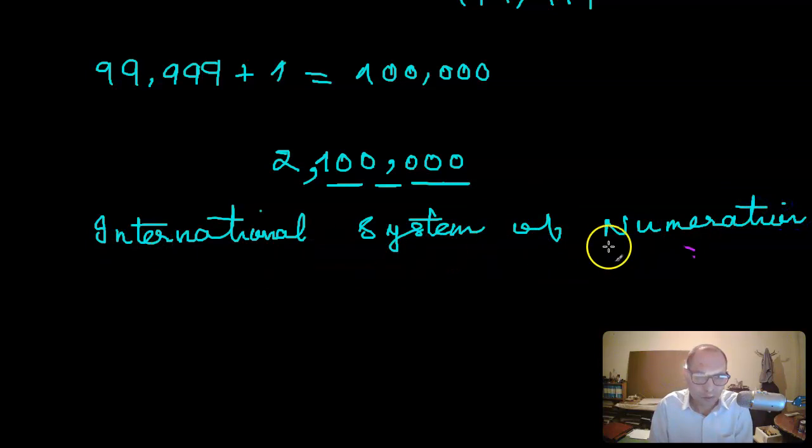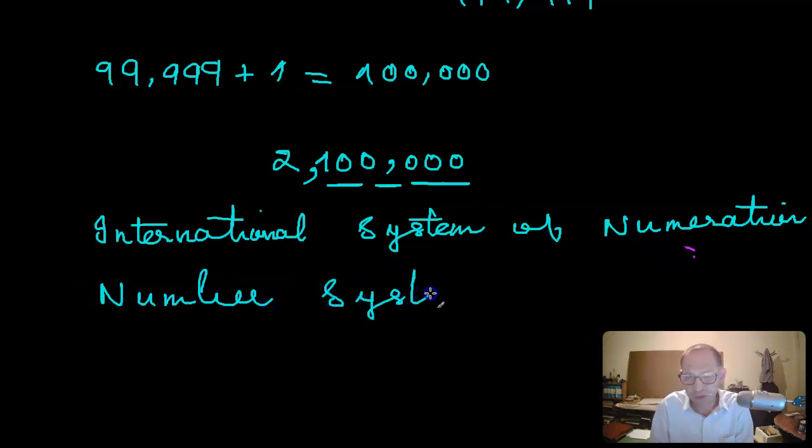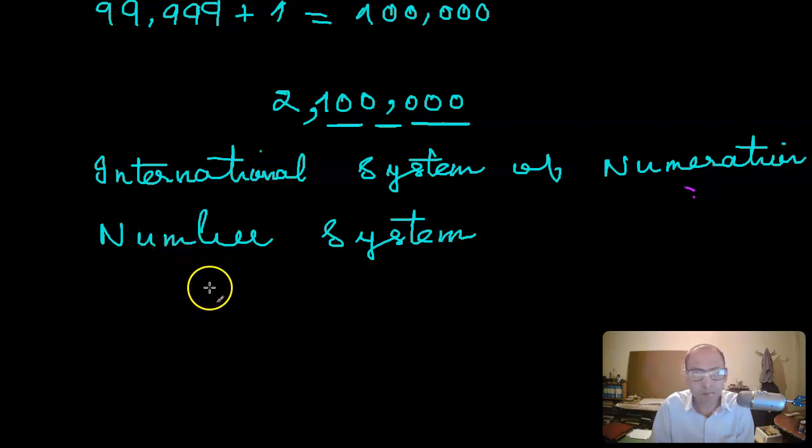So the International System of Numeration is different from a number system, of course. Under number systems, we understand, for example, the decimal number system, the binary number system, the octal number system, the hexadecimal number system. And the number systems, for example, the decimal number system, have to do with the place values in the number. So this is the ones place value, the tens place value, the hundreds place value, the meaning of those place values, how many pebbles are there in the bags, and so on and so forth.